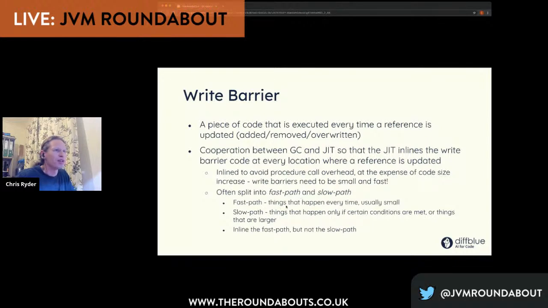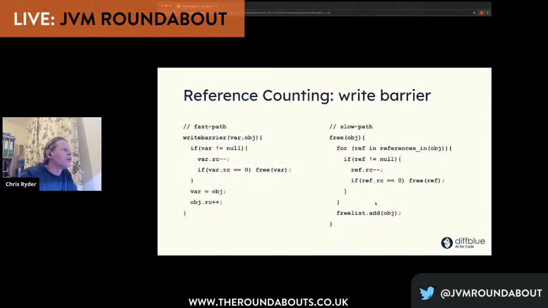So you'll typically split them into a fast path and a slow path, with the idea that the fast path is effectively a sort of condition gate of, do I need to do any work at this reference update? And a slow path, which is, yes, I do need to do some work, now do the work. And then you'll typically inline the fast path, but don't inline the slow path. So for reference counting, what does the write barrier look like?